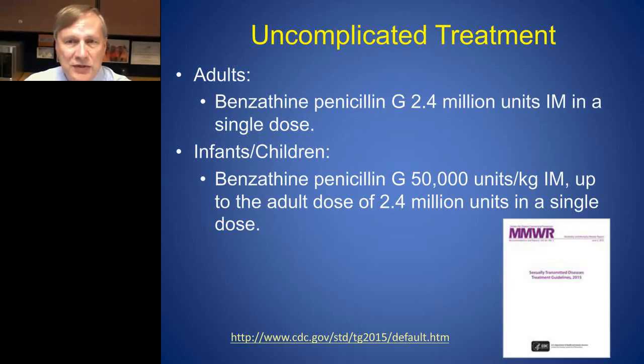Uncomplicated treatment of syphilis: benzathine penicillin G, 2.4 million units IM, intramuscularly, in a single dose. Infants and children, also benzathine penicillin. Not anything new, the same recommendations basically from the last guidelines. However, we're just going to talk about uncomplicated, basic treatment here.